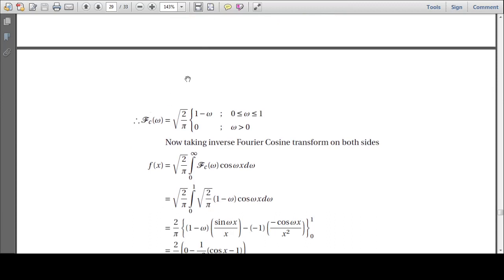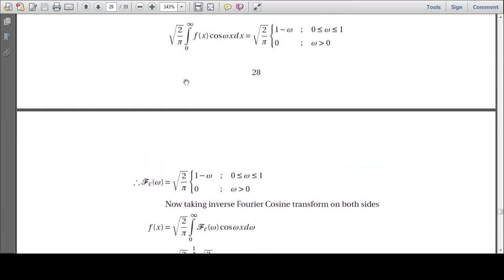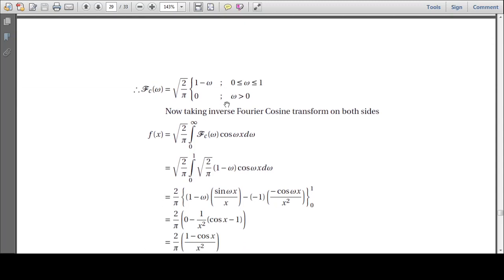So when we multiply this equation, the left side can be written as the Fourier cosine transform of omega, and the right side becomes root of 2 by pi times 1 minus omega when 0 is less than or equal to omega less than or equal to 1, and 0 when omega is greater than 1. So to find f of x back, we just take the inverse cosine transform.